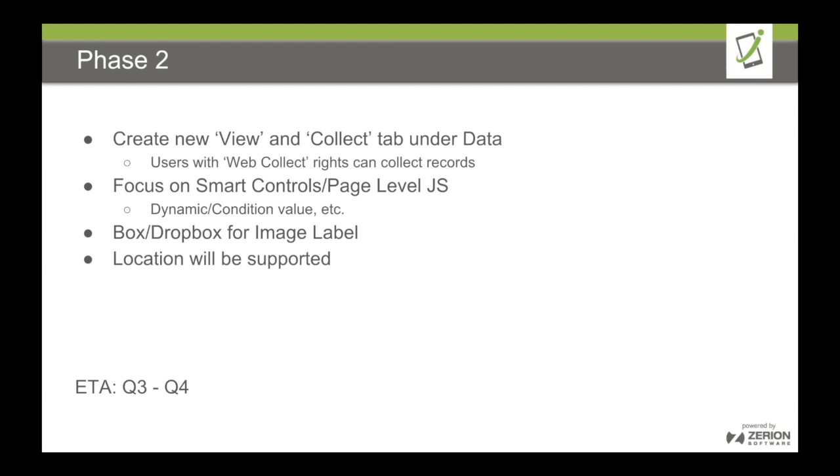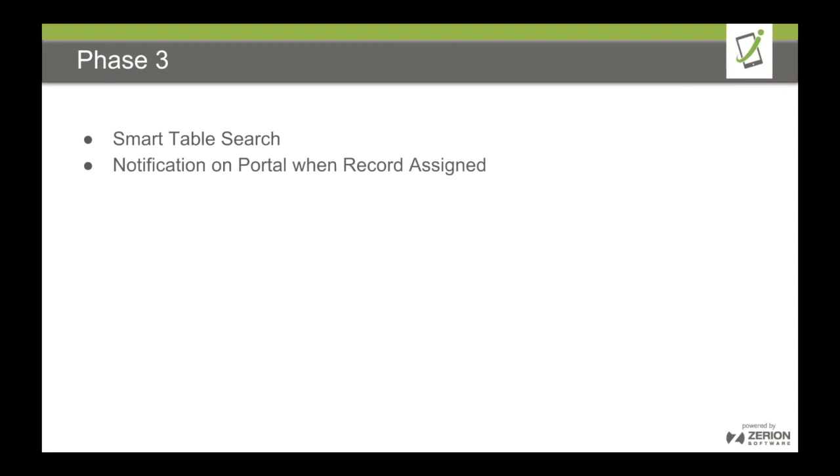So we'll go ahead and move on to phase 3. And so in this phase, we're going to be introducing Smart Table Search. So you'll be able to use lookup records, notification on the portal when records are assigned. So what we're trying to do here is to kind of replicate what you're able to do on the device. So you'll be able to see some sort of notification that you have a record assigned.